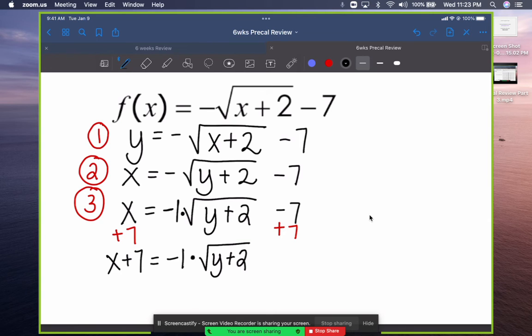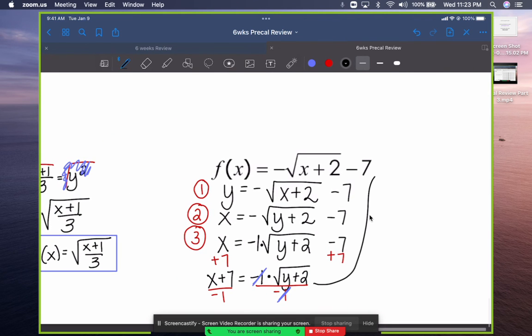All right. Next step, I have a negative 1 times the square root of y plus 2. I'm going to want to undo multiplication by dividing by a negative 1 on both sides. Dividing by negative 1. I'm going to go ahead and continue my work up here. So I have x plus 7 over negative 1 equals the square root of y plus 2.